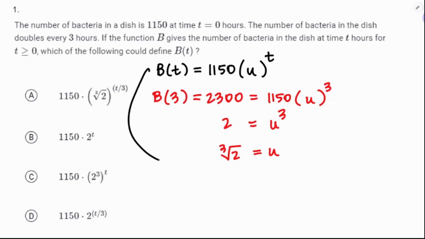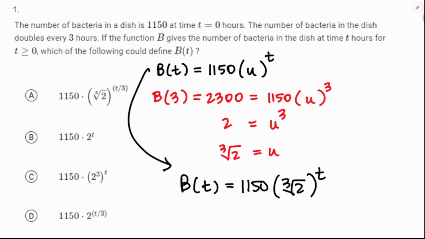As a result, I know now that b of t is going to equal 1150 times the third root of 2 to the t power. And I did not look at the answer choices. Okay, so that's not the most useful thing ever. It's not one of my answer choices, right? Well, this is not 2 to the 3 to the t, right? Because that'd be 8 to the t.